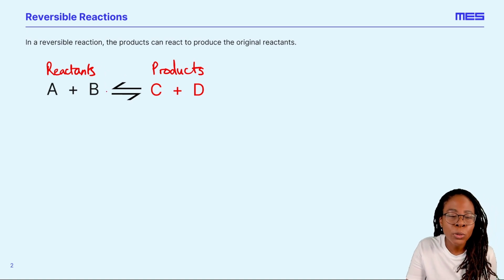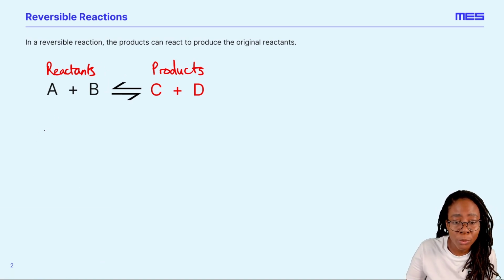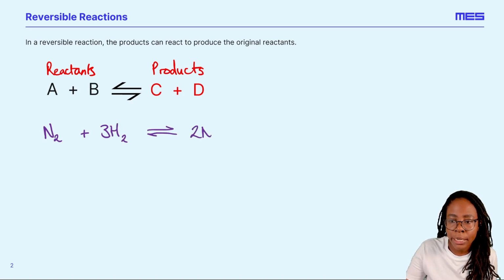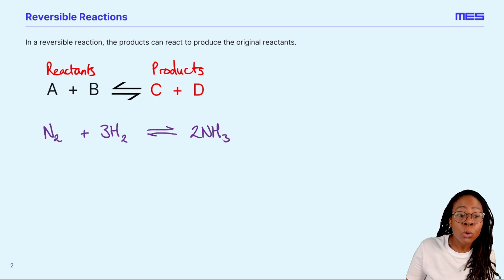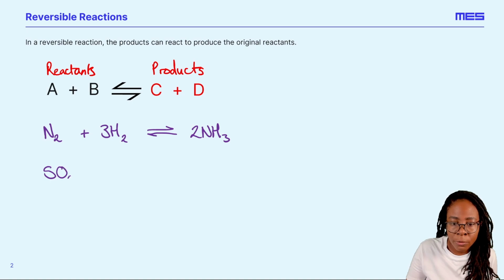So the reaction can proceed in the forward direction, forming the products, but then also the products can reform the reactants. Now, there are a few key examples that you're likely to see over and over again. Some will be familiar even from GCSE. The most obvious one is probably the Haber process, where we have nitrogen reacting with hydrogen to produce ammonia in a reversible reaction. Later on in your transition metals topic, you'll come across the contact process, where sulfur dioxide reacts with oxygen to produce sulfur trioxide.